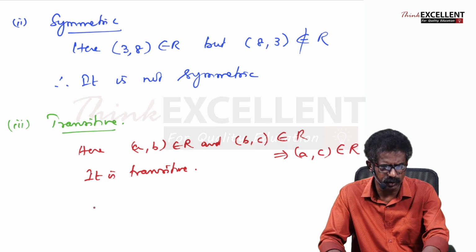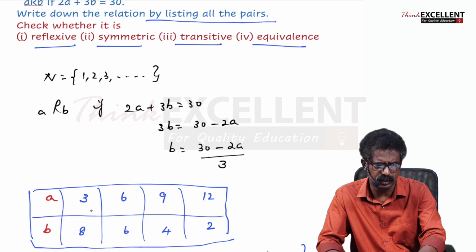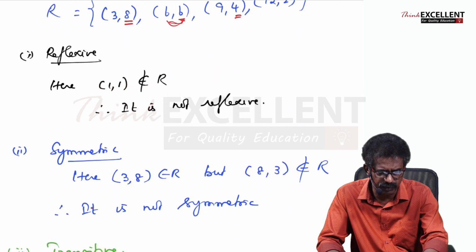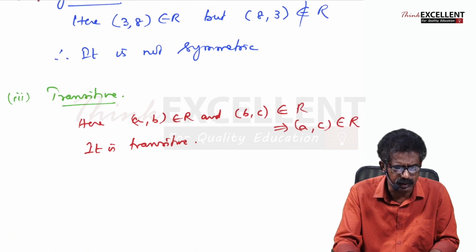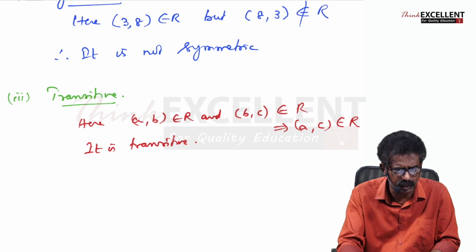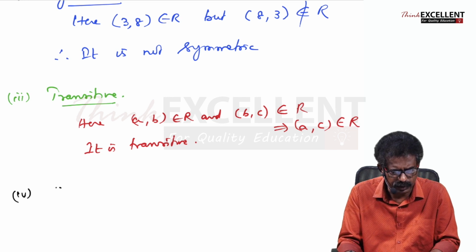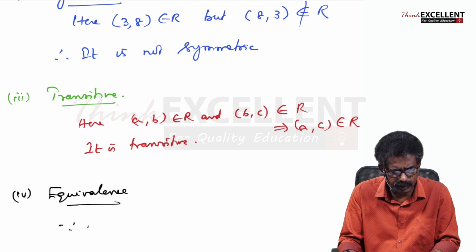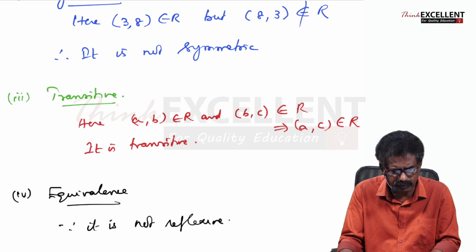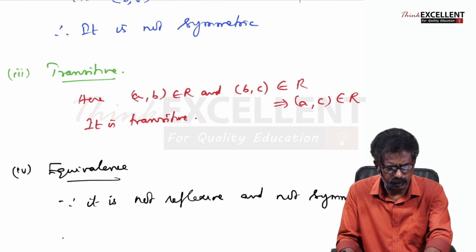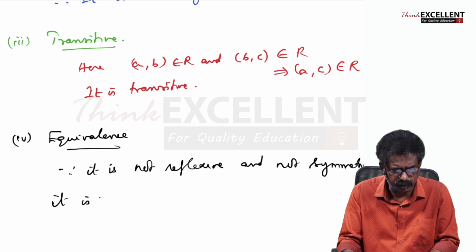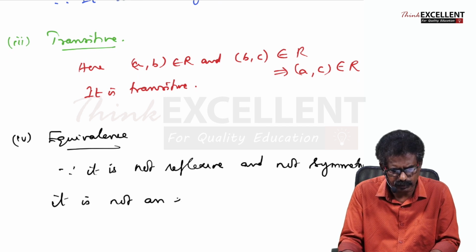So it is transitive. But the last one they asked, is it an equivalence? It is not an equivalence because it is not reflexive and not symmetric. So it is not an equivalence relation. Since it is not reflexive, that one itself is enough. Not reflexive and not symmetric, so it is not an equivalence relation.